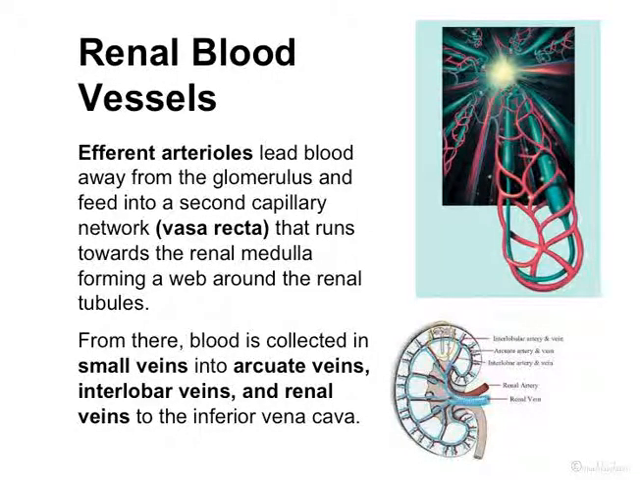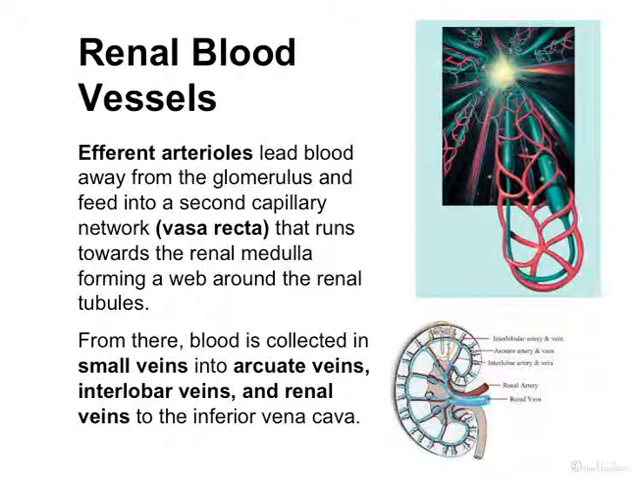Alright, let's have a little more word on the blood vessels. So the renal artery feeds in through multiple divisions, bringing blood into the glomerulus, which is the capillary network. The afferent arteriole feeds it into the glomerulus, and from there efferent arterioles lead the blood away from the glomerulus and from that first capillary network.